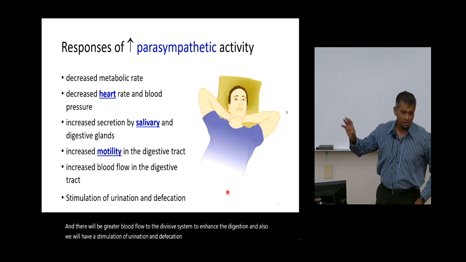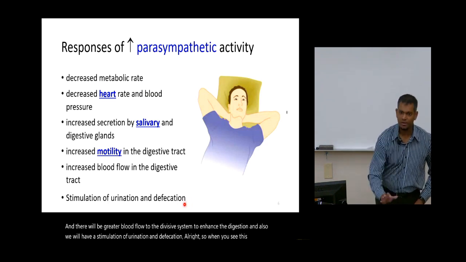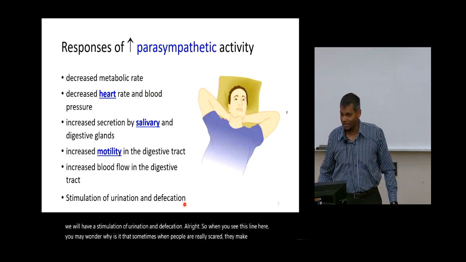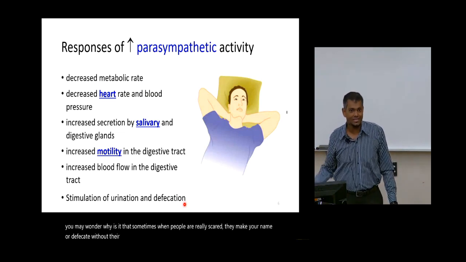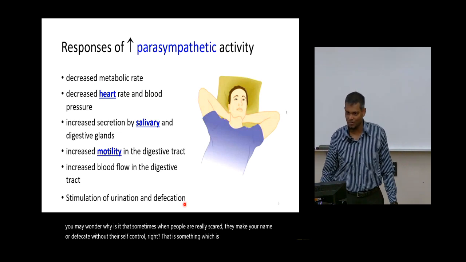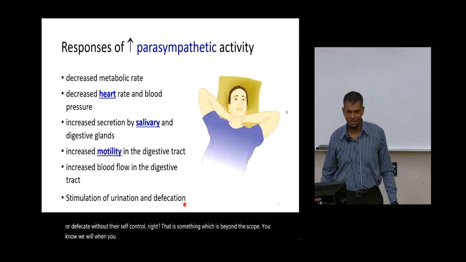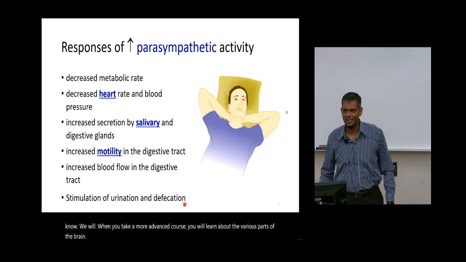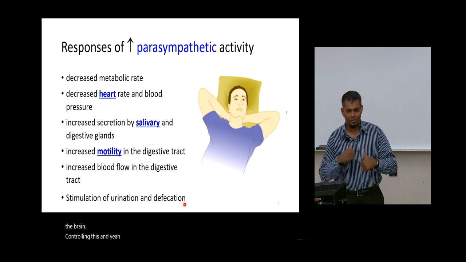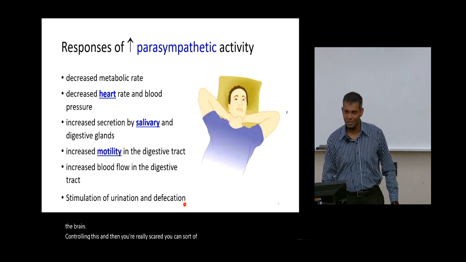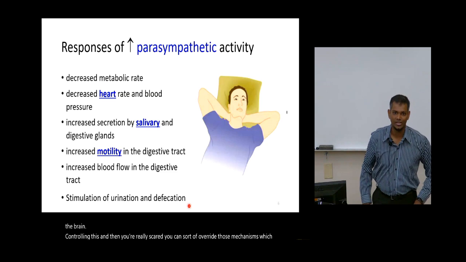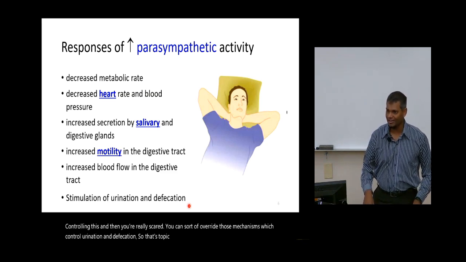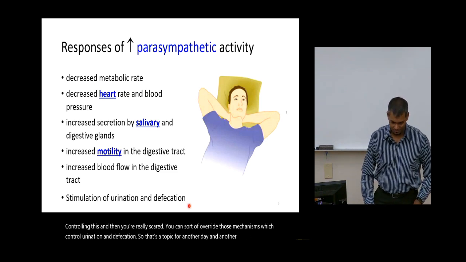Right? So when you see this line here, you may wonder, why is it that sometimes when people are really scared, they may urinate or defecate without their self-control, right? That is something which is beyond the scope. When you take a more advanced course, you will learn about the various parts in the brain which control this, and when you're really scared, you can override those mechanisms which control urination and defecation. Okay, so that's a topic for another day and another advanced course.